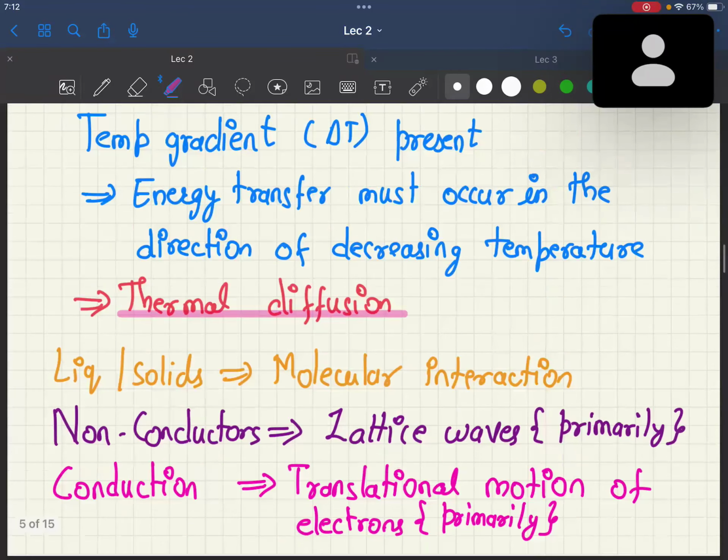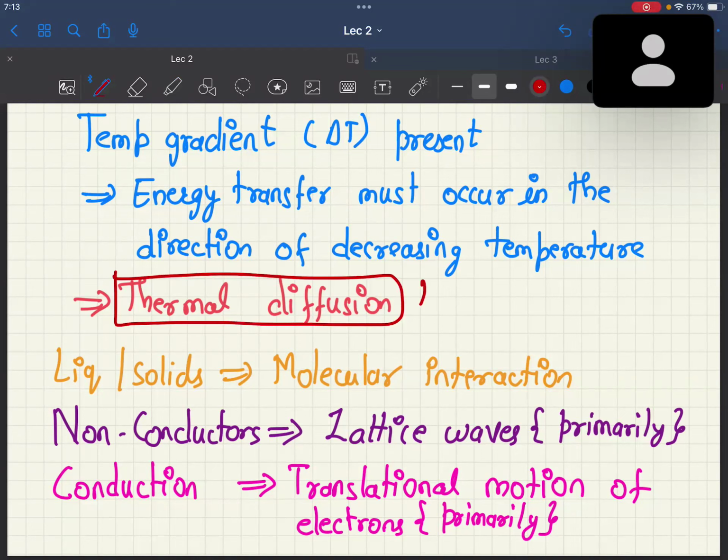So this process of energy transfer that occurs in the direction of decrease in temperature is what is called thermal diffusion. Right? So this is thermal diffusion. Very important.